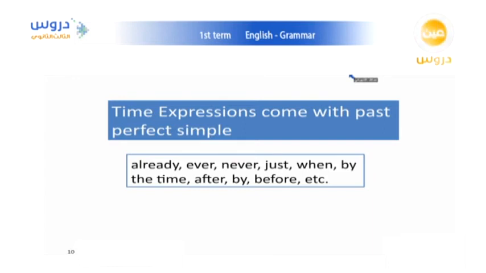The time expressions come with the past perfect: already, ever, never, just, when, by the time, after, by, before, etc. So these are the time expressions which indicate using the past perfect. Those expressions come with the past perfect: already, ever, never, just, when, by the time, after, and before, etc.